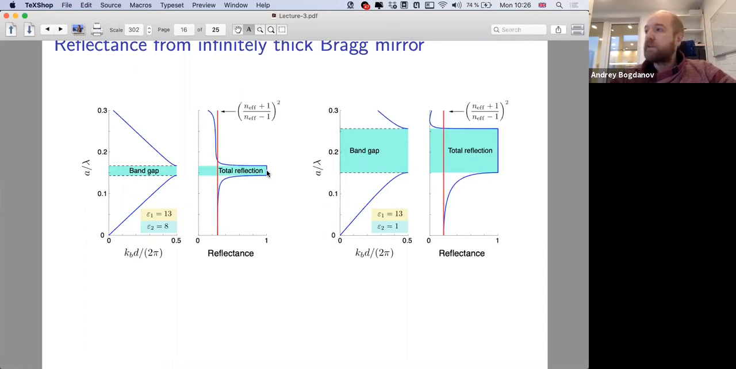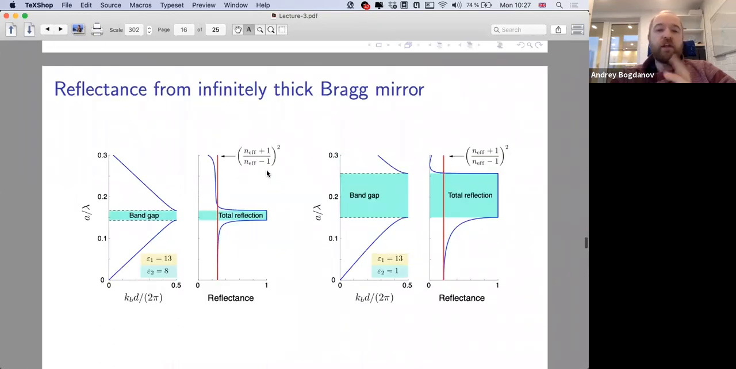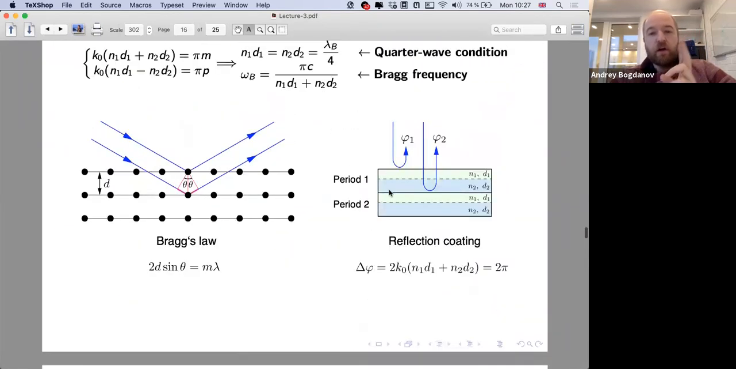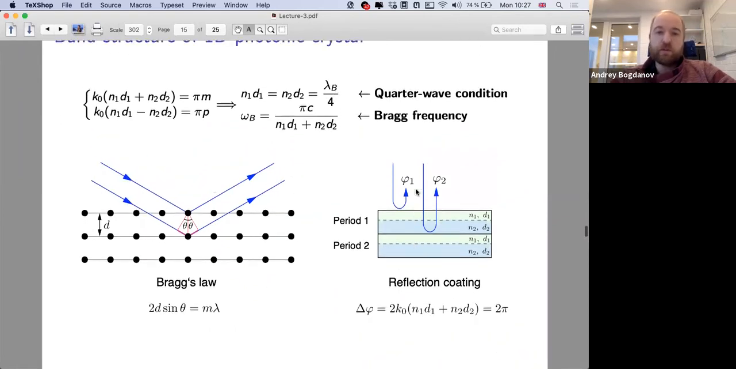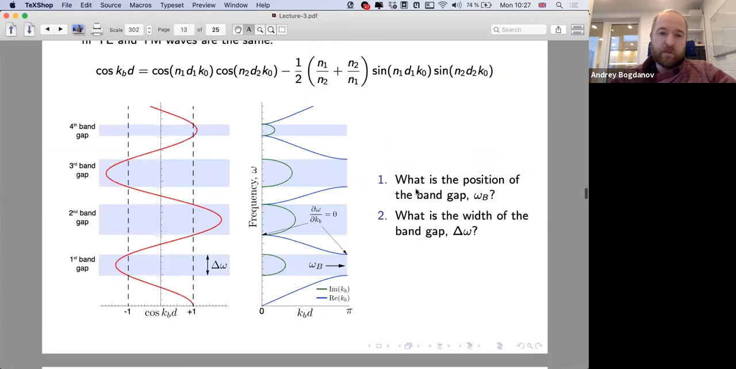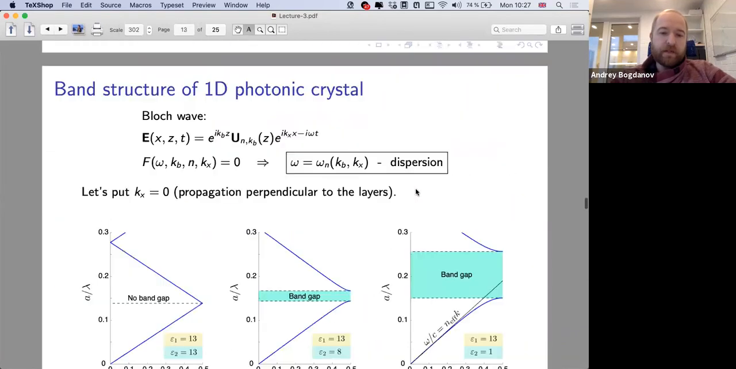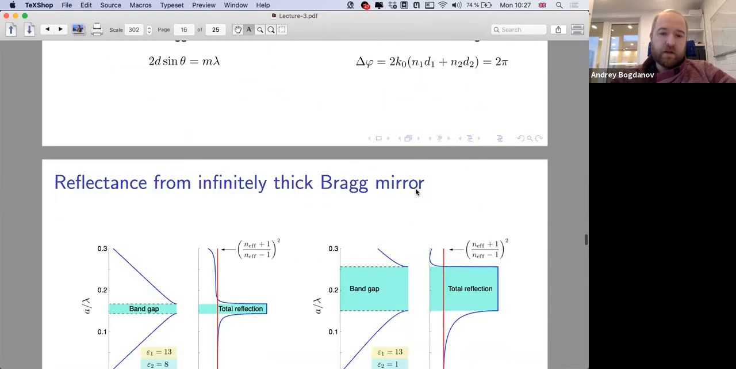And for a 1D photonic crystal, it is possible only in the case of anisotropic materials. Moreover, you need to rotate the optical axis somehow with respect to the normal to your interfaces. So it's a little bit tricky, but it is possible. Okay, band gap, reflectance.